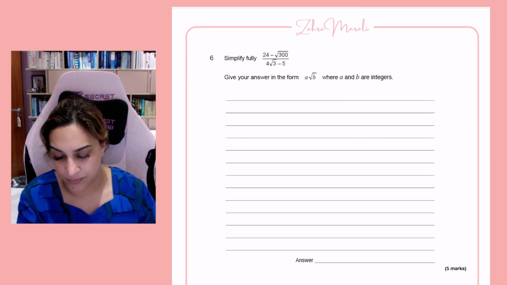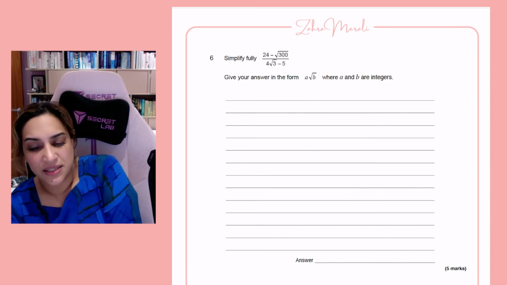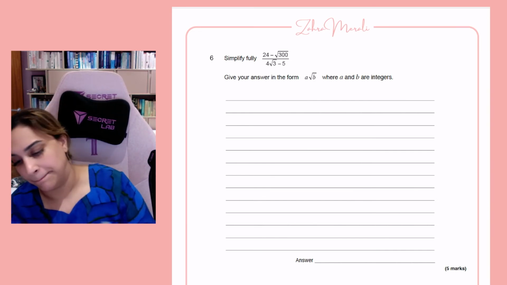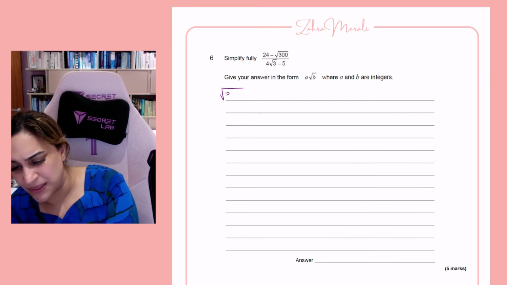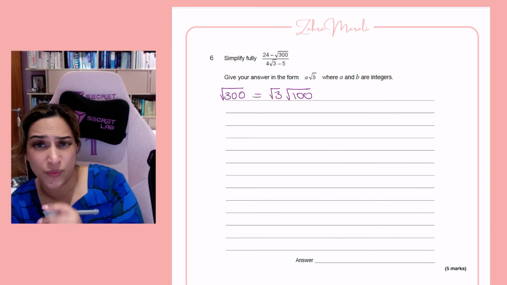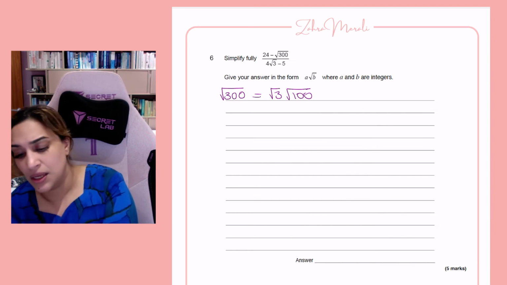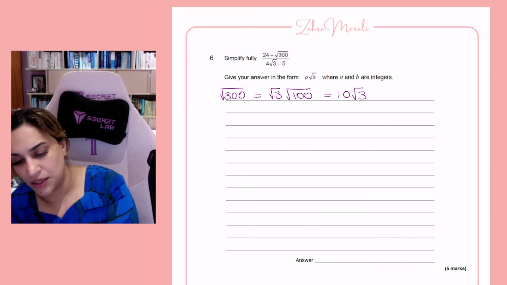So let's have a look at another example. It tells us to simplify fully. Now I look at that and the first thing I'm going to go is root 300 seems a bit big. Let's see if we can simplify that. So that's the same as root 3 times 100. Root 100 is 10, so I get 10 root 3.